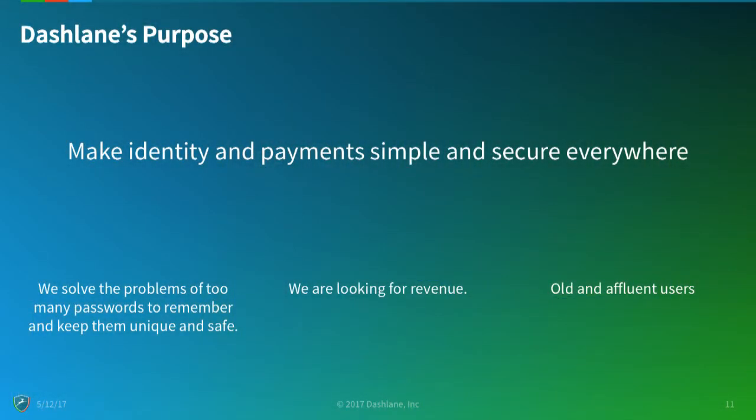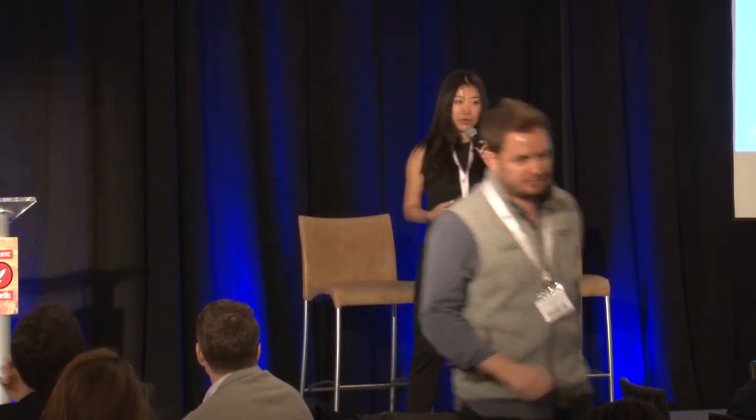So like I was saying earlier, our purpose is to make identity and payments simple and secure. So simple is very important for us. And we are trying to solve your password problem, which everyone has. However, at this stage of our app, we're actually looking for the third component. Remember, I was saying before, we're looking for revenue from users. So we're asking money in exchange for this value we're providing.